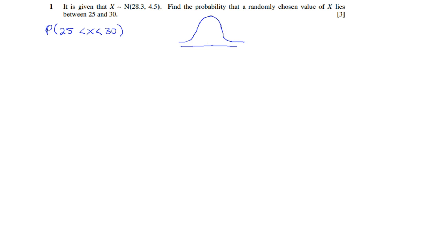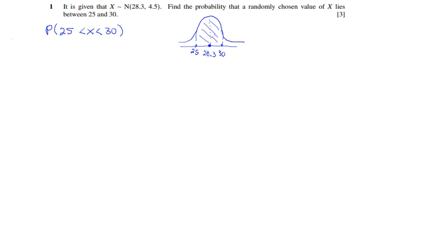And if we take a look at the curve, our normal distribution, well, the 28.3 obviously will be the mean, and then 25 will be on one side and 30 will be on the other. It's not equidistant from the mean, because then we could just figure out one of them and double it, so we're going to have to do both.